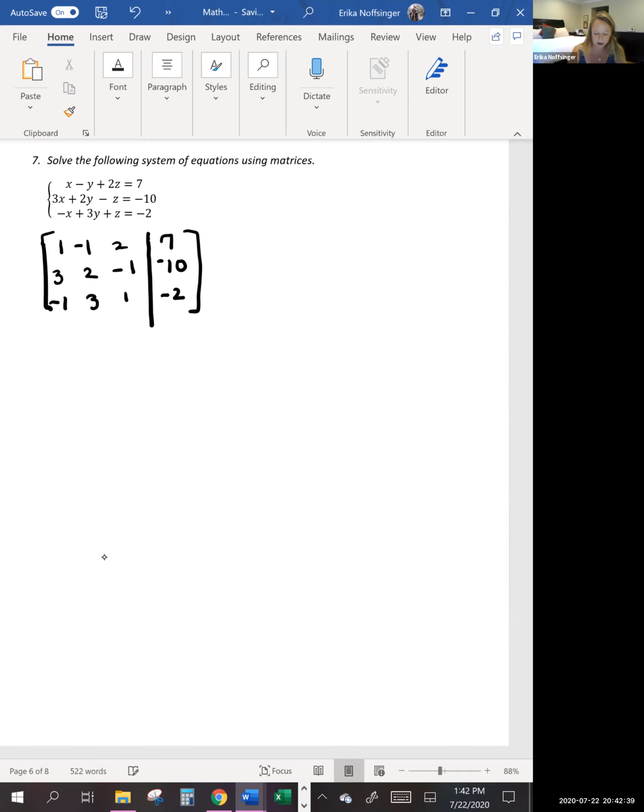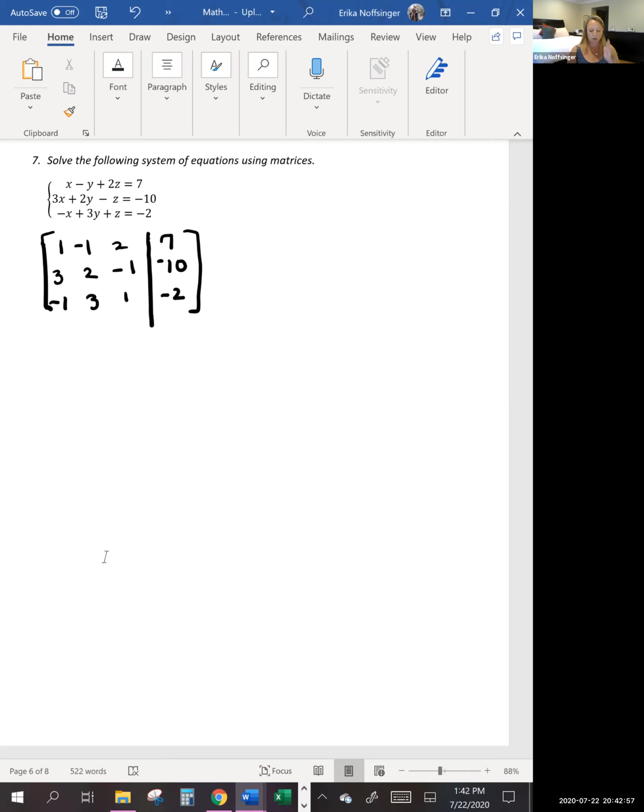Okay, so I'm just going back and rechecking, because if I had written this down wrong, then we'd have to start all over. So 1, -1, 2, 7, so that's correct. 3, 2, -1, -10, that's correct. -1, 3, 1, and -2. Okay, good.